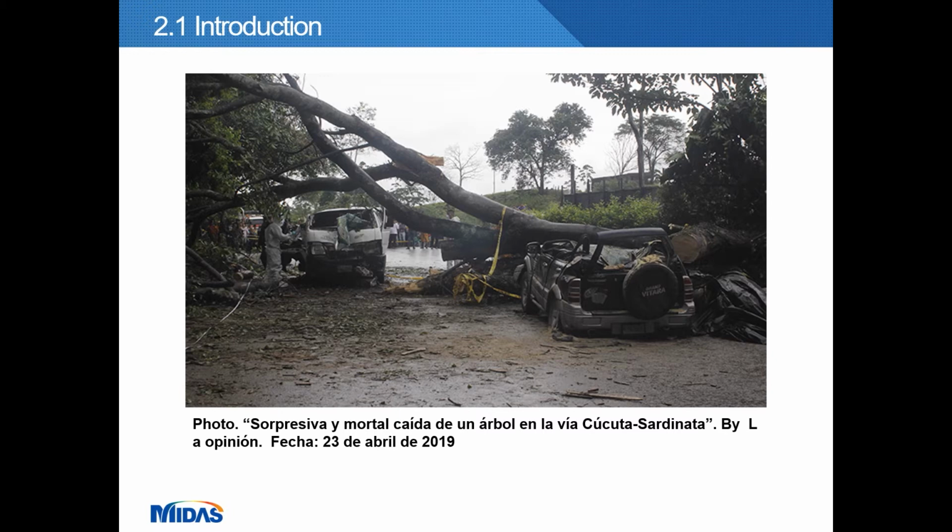So we have another tree failure condition. It was on 23 April 2019. This condition was a surprise. Also, we have a casualty. This tree suffered uprooting due to a heavy rainfall condition again, and this was located in Cucuta, a municipality of Colombia. In this case, we have a casualty and also physical and infrastructure damage.